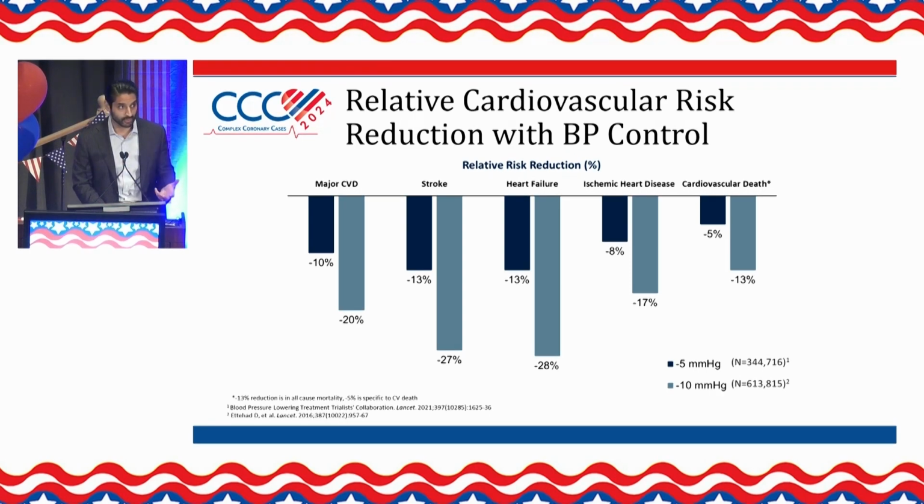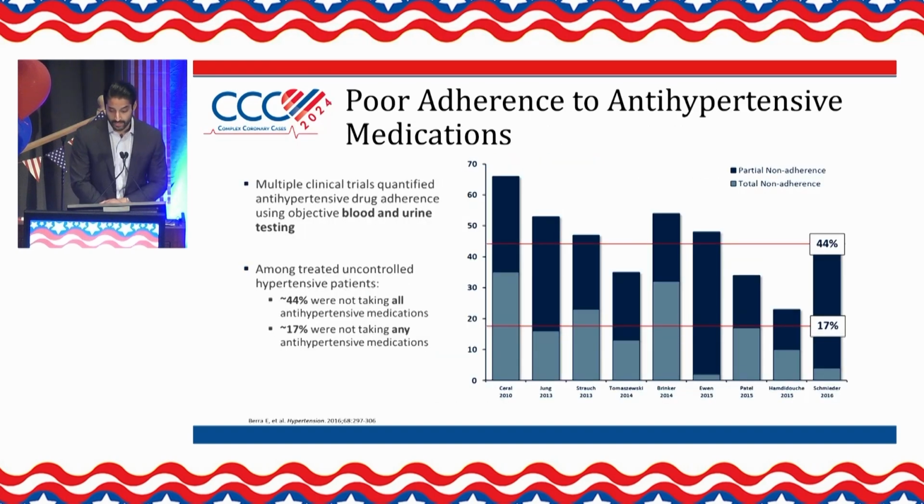Now, why is it so important to control blood pressure? That's really because with each incremental decrease in your systolic blood pressure and diastolic, over here we're only looking at the systolic, there's a major reduction in all of the cardiovascular risk factors, in major cardiovascular death, stroke, heart failure, ischemic heart disease, across the board. The difference between just 5 millimeters of mercury versus 10 shows, as you can see, a tremendous drop in all of these major risks. And you can see that this non-adherence is really a big issue.